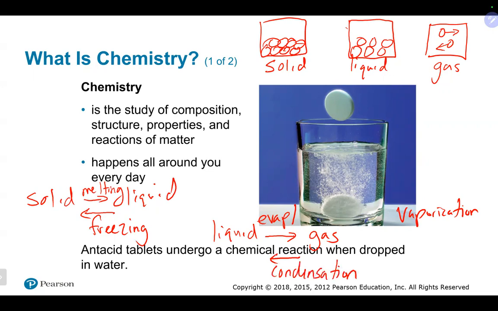There's also a process where we can go directly from solid to gas and skip the liquid part entirely, and that is known as sublimation. Going back from gas to solid, we can also skip the liquid phase, and that is known as deposition. So a lot of what we look at in chemistry is the different states of matter and the transitions that occur with matter.